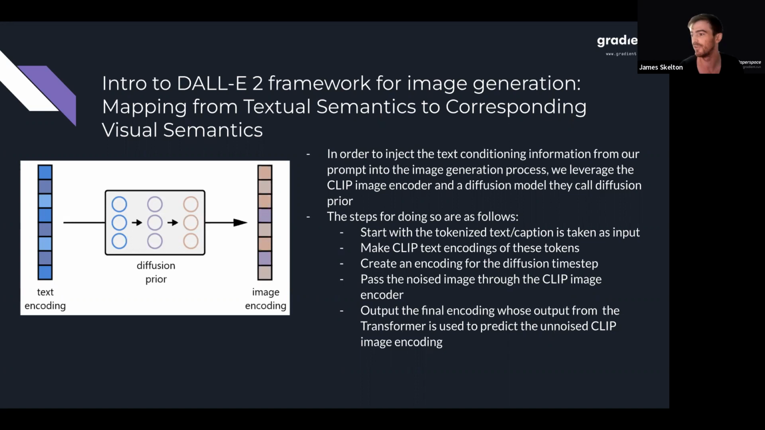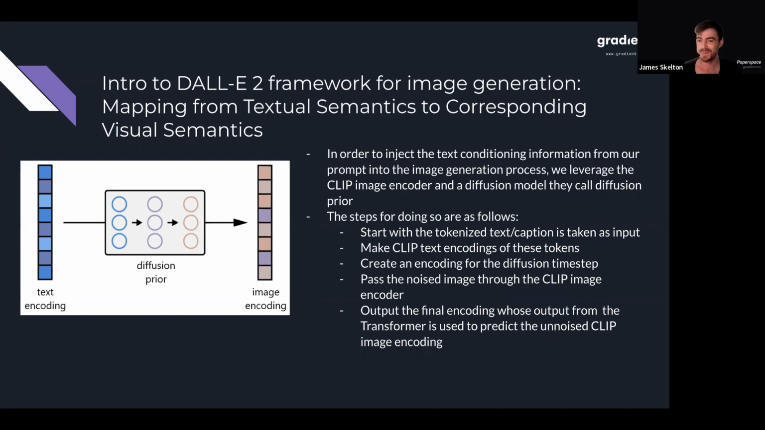We create an encoding for the diffusion time step, pass the noised image through the CLIP image encoder, and then output the final encoding, whose output from the transformer is used to predict the unnoised CLIP image encoding. This is then passed to the prior to influence the generation process. Okay, so that was a lot.